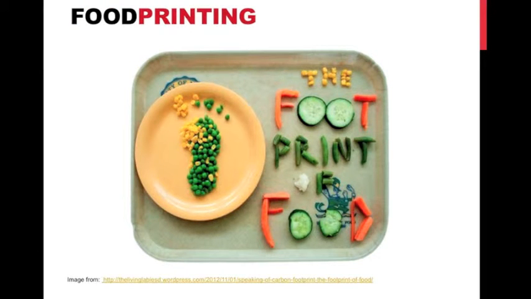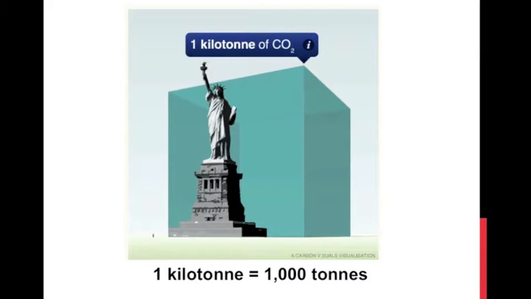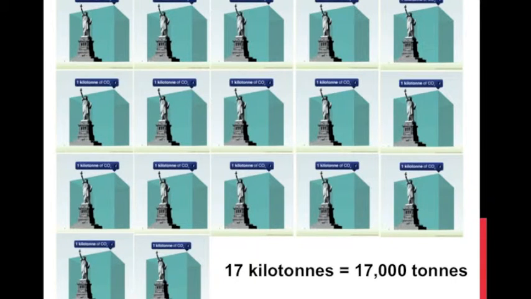The footprint of food, which is sometimes referred to as a food print, is particularly important to understand. It has an enormous impact on the planet. At present, global food production releases 17,000 megatons of CO2 into the atmosphere per year. That's a huge number. Let's put it into context. 1,000 tons is equal to 1 kiloton, which has a greater volume than the Statue of Liberty. 17 kilotons is equal to 17,000 tons, an amount larger than 17 Statues of Liberty.